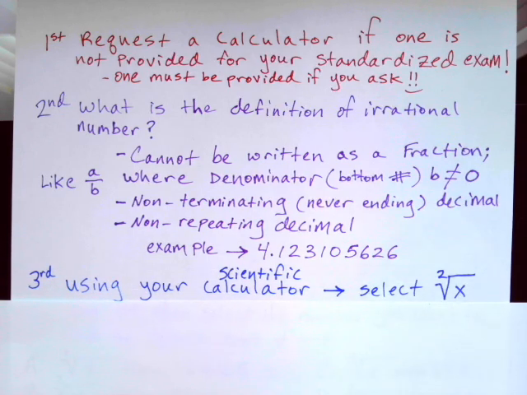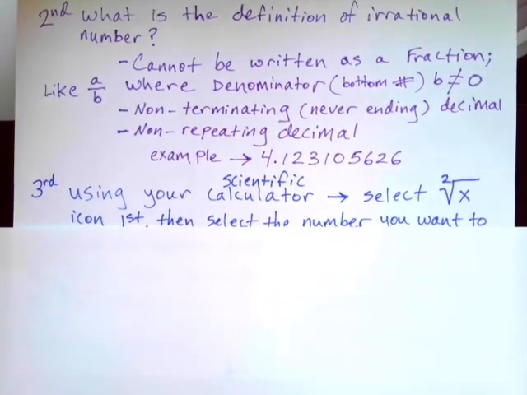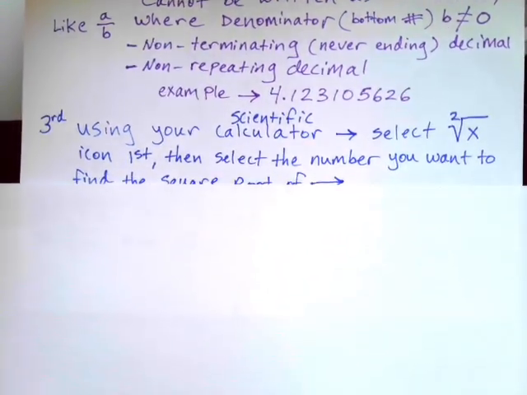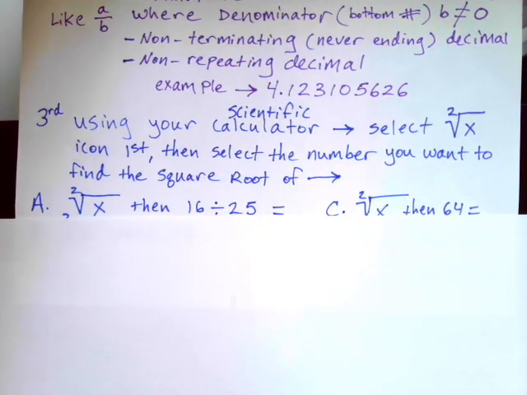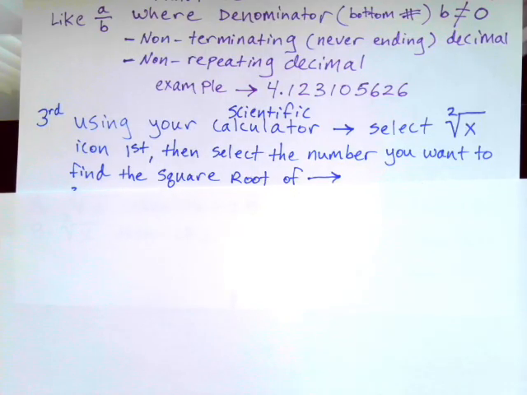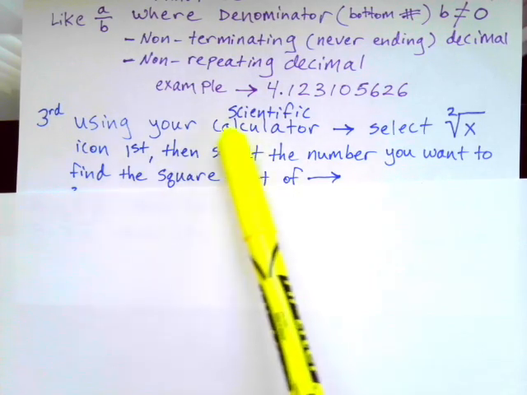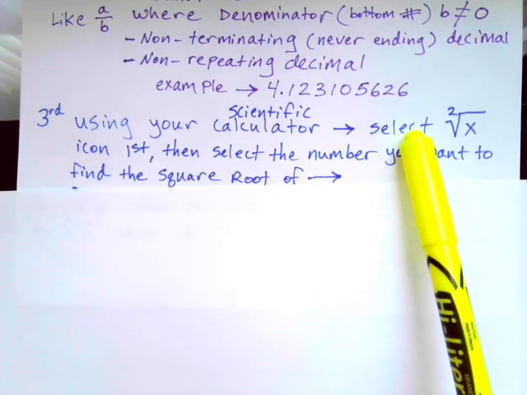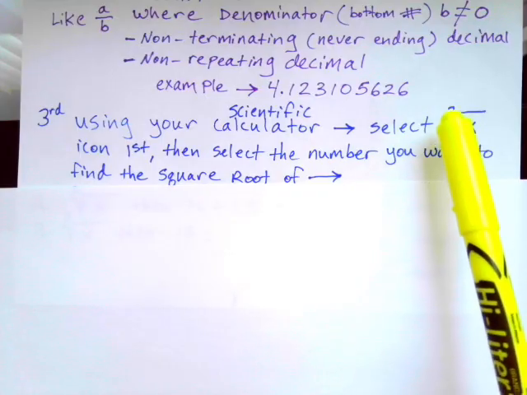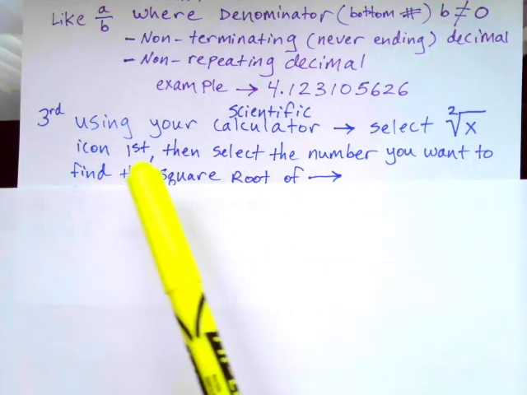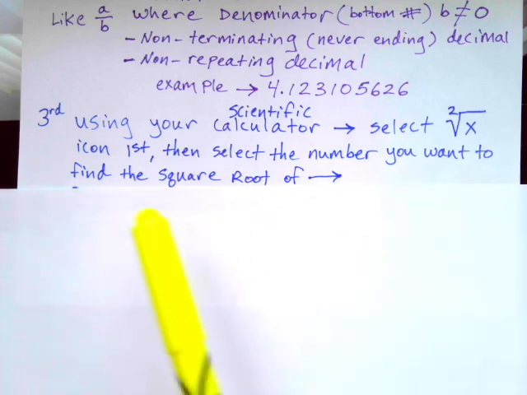Very similar to pi. What I would like to do here is show you some of the scientific calculator functions to turn your square root into a decimal value. And I'm going to start here. So using your scientific calculator, first select the icon that looks just like this. It's got an x inside the radical and it's to the power of 2. Then select the number that you want to find the square root of.